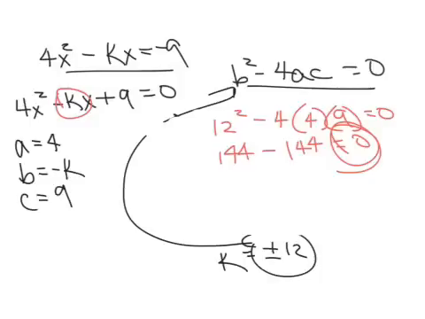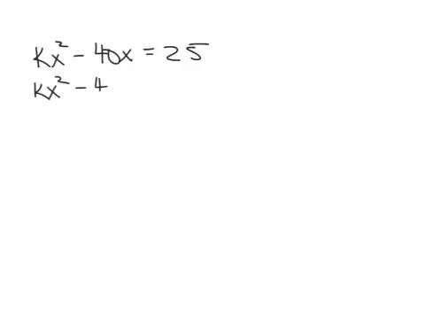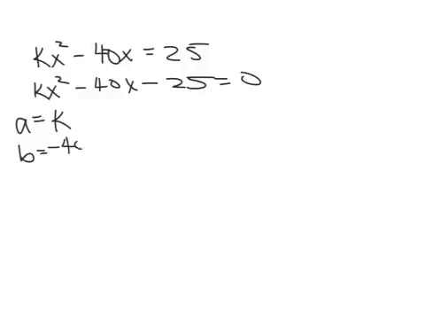So, let's look at 19 real quick. They give us kx squared minus 40x equals 25. Let's write it in the correct format. This time the letter is going to be k. A is going to be k, B is going to be negative 40, and C is negative 25.